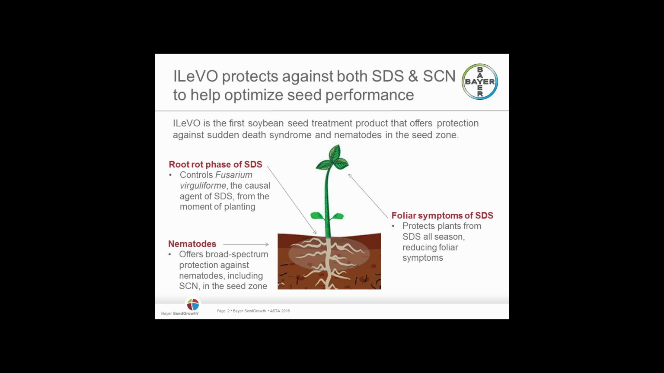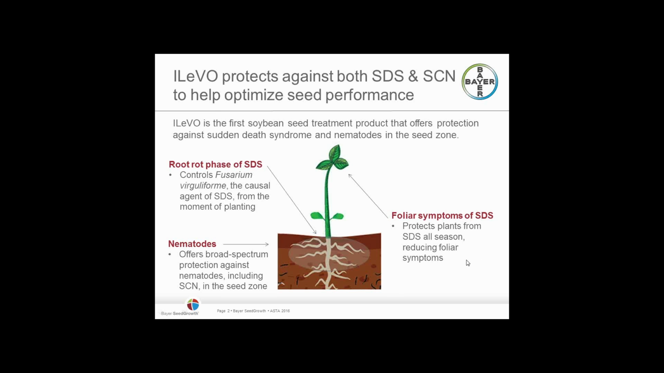So with these two diseases, where the action is really occurring is down in the soil, despite the fact that with SDS we're seeing those above ground symptoms late during the summer. And so by targeting these two pathogens in the soil, a seed treatment really makes perfect sense, and that's how Alivo is effective.